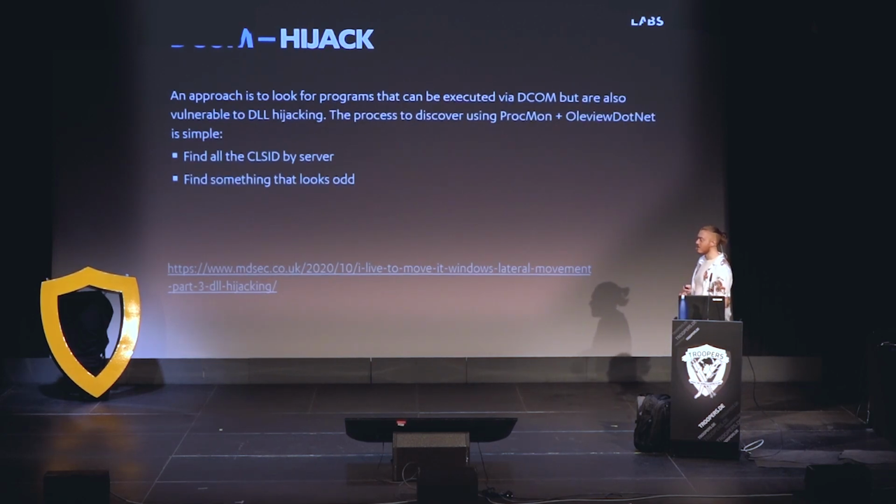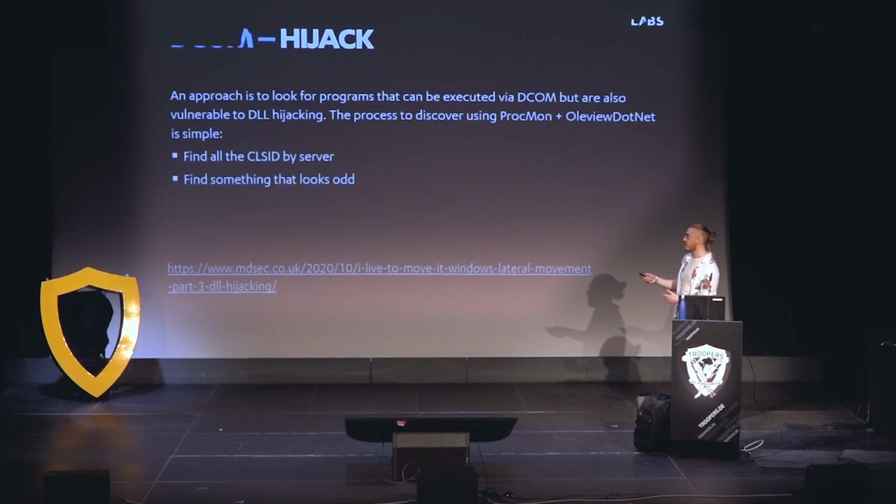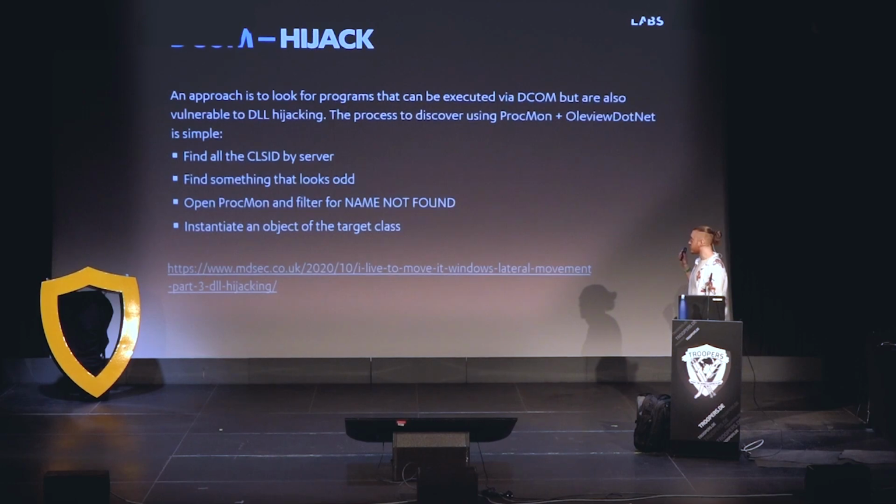So perhaps if you find something that is outside System32, it is likely that that binary is missing at least a few DLLs, and it's just going to try and load them from whatever location that binary is stored. And then with procmon, we can just filter for name not found. Again, this is standard procedure for finding DLL hijacks. And we can just create the object using oleview.net. And if we obtain an entry with name not found within procmon, then that's a valid candidate.